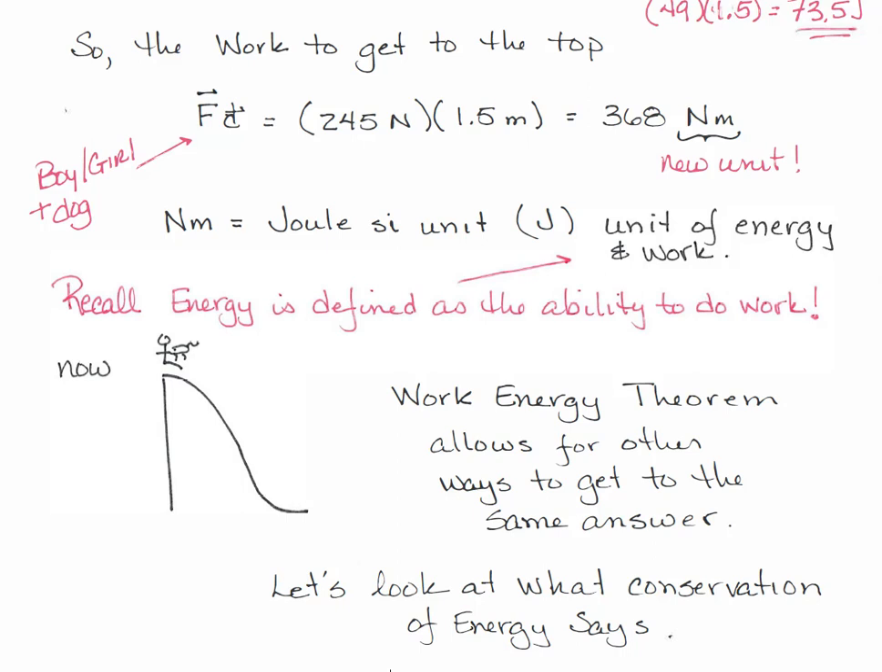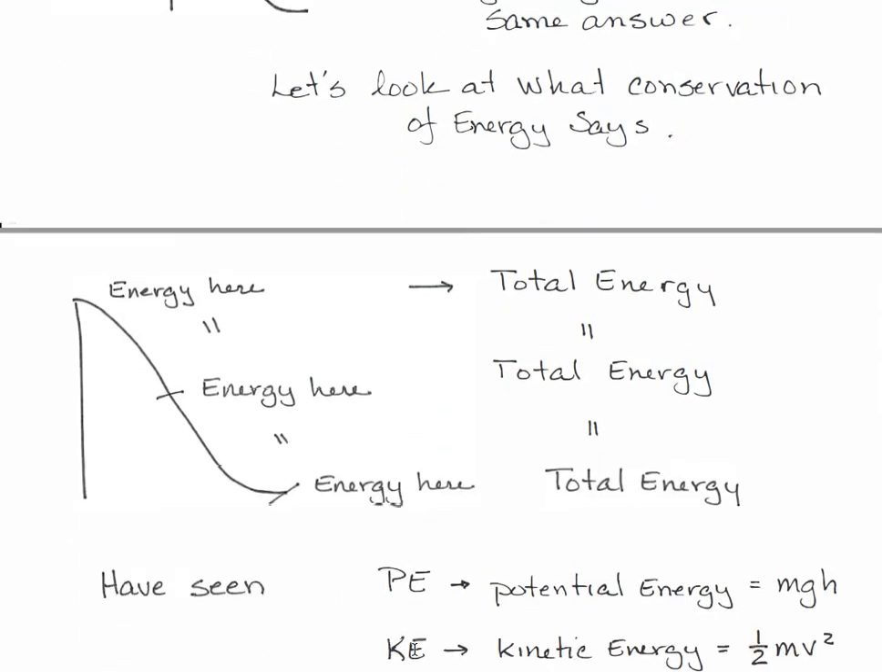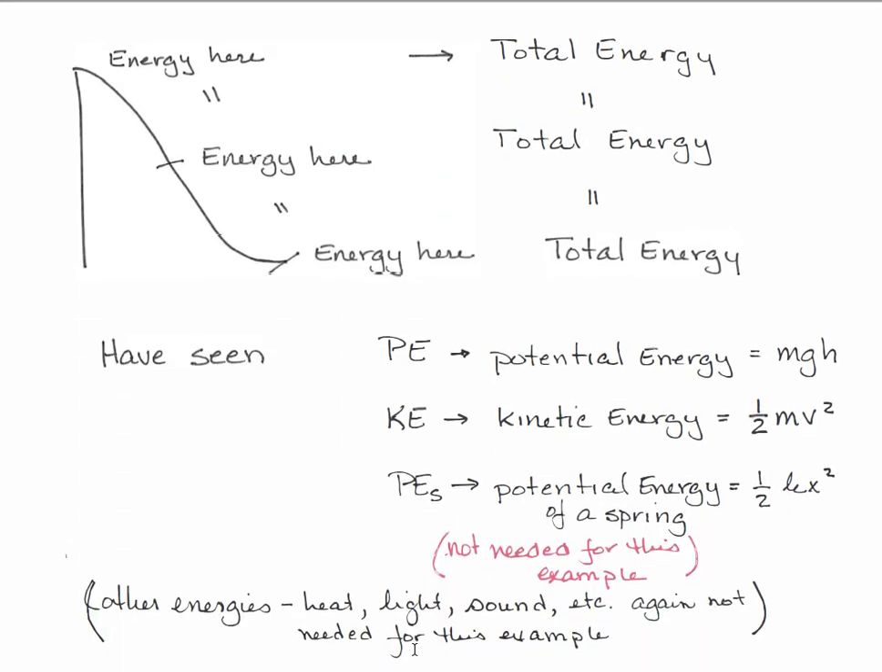So at the top of the slide, we've got our work that we put into the system, or we've added energy into the system. Now we're going to look at what the conservation of energy says. Conservation of energy tells us that the energy at the top has got to equal the energy at the middle of the slide, which has got to equal the energy at the bottom of the slide. Or the total energy at the top equals the total energy halfway down the slide equals the total energy at the bottom of the slide. So we get that conservation of energy.